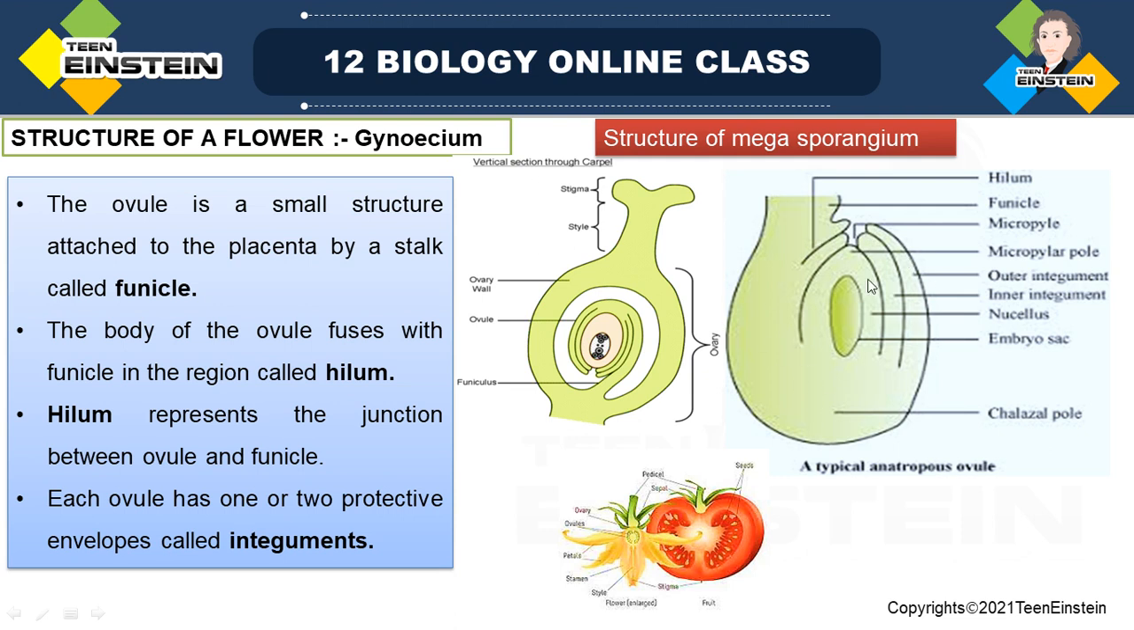At the tip there is a small opening, which is called the micropyle. Here we have marked the micropyle. Except at the tip, the integuments cover everywhere, and at the tip there is a small opening called the micropyle. The end where the micropyle is present is called the micropylar end.